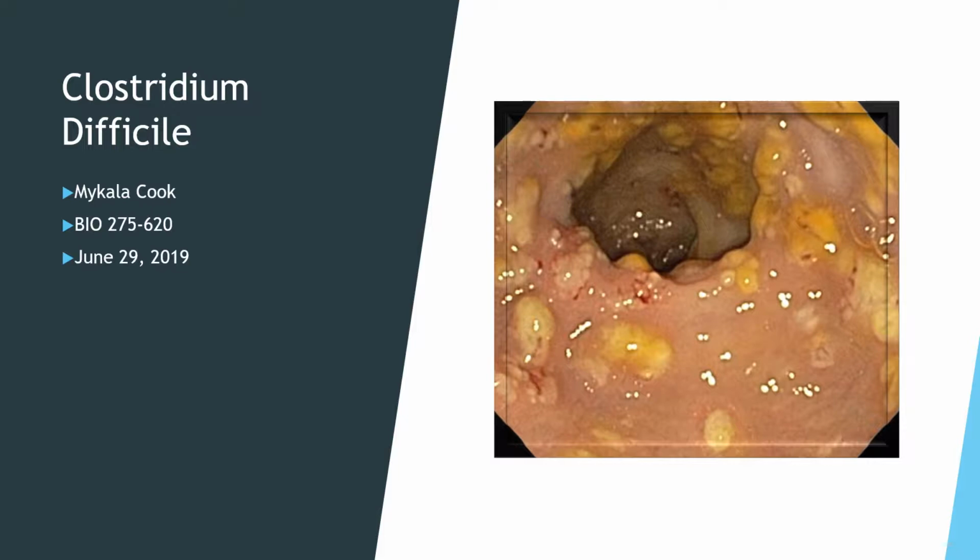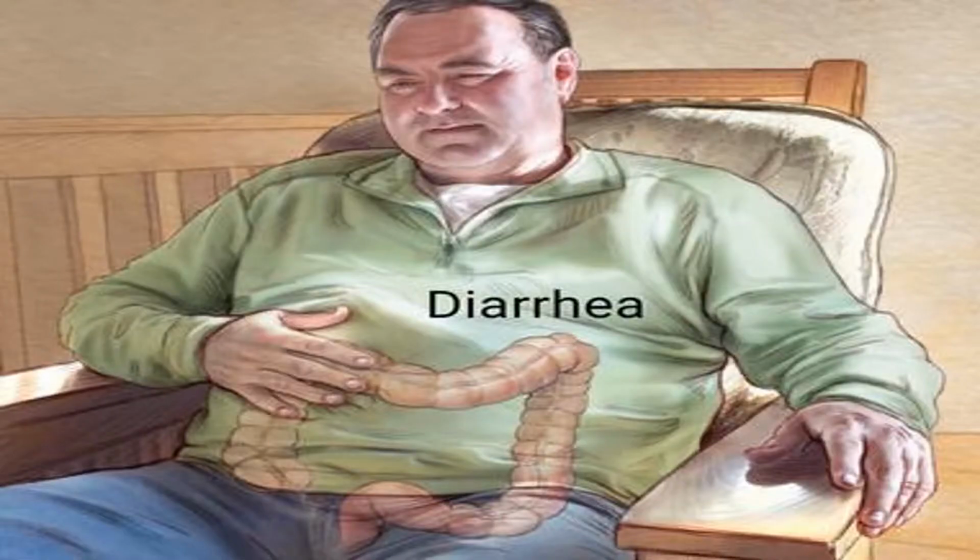On the first slide of my video, you will see a picture. That is a picture of a colonoscopy that was done, and you can actually see the Clostridium difficile inside the colon pathway. On slide 2, you will see a picture of a man who is suffering with diarrhea and abdominal pain. I think he just might have the C. diff infection.